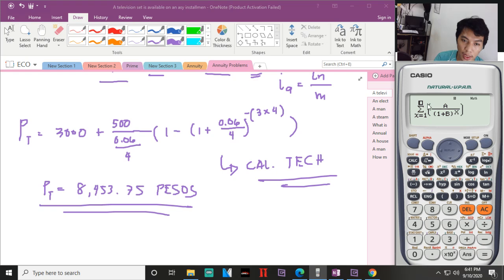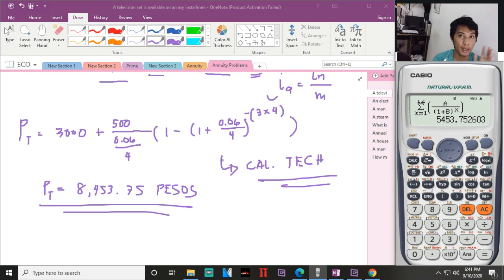And then, N, yung nasa taas. Nasa taas ng sigma is N. Ano ba yung N natin? Di ba ito? 3 times 4. This is 12. And then, you will press Calc, C-A-L-C. Yung A natin, i-input natin yung value ng amortization natin. That is 500. And then B, ilalagay natin yung actual interest rate, which is 0.06 divided by yung number of compounding terms. That is 4. And then X, as is, this will be the value na meron tayo.